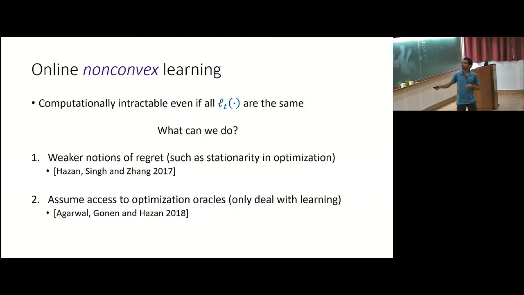The second kind of results, which is very recent, from this paper last year by Agarwal, Gonen and Hazan, basically assumes access to optimization oracles of a certain kind. So let's say LT are not convex, but they are somehow easy to optimize. Okay? Then all you are left with in this question is, can you use these offline optimization oracles to actually do online learning? And that's the approach that this paper deals with, and that's the setting that we'll be looking at.